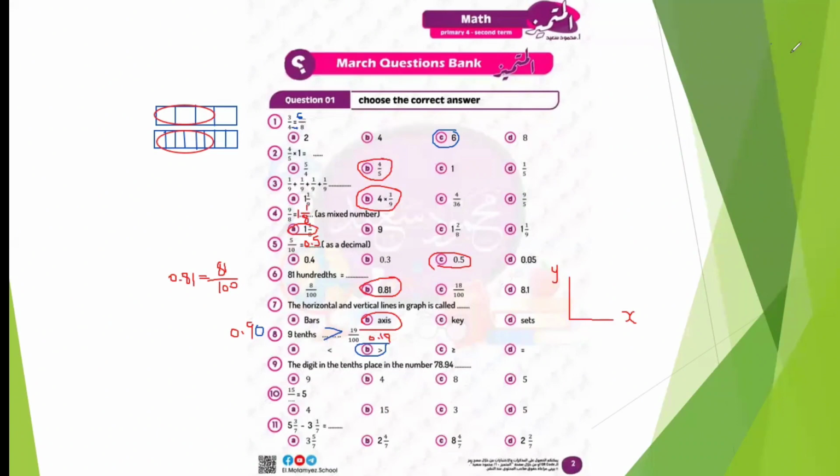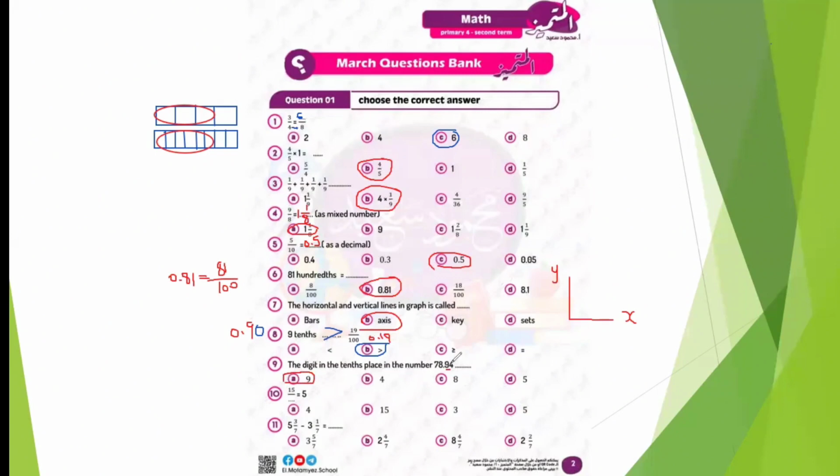9. The digit in the 10th place in the number 78.94. 8 in units place. 7 in 10th place. What about 9 in 10th place? So the answer is 9, but 4 in 100th place.